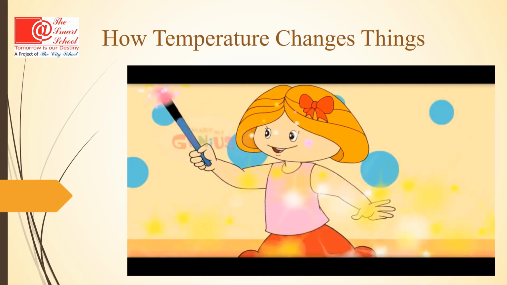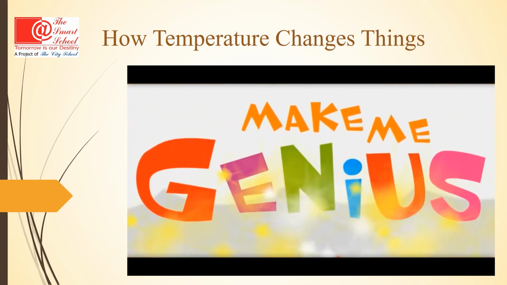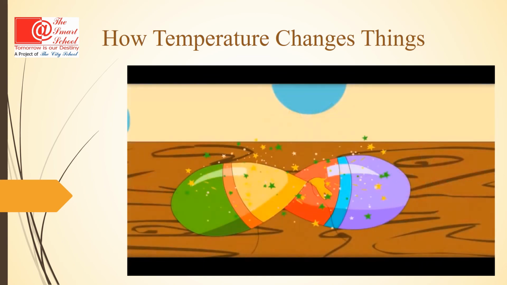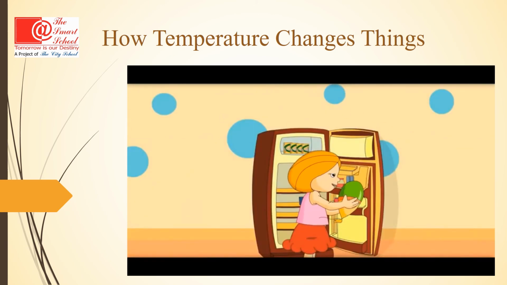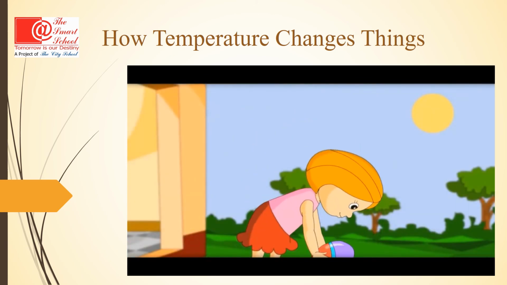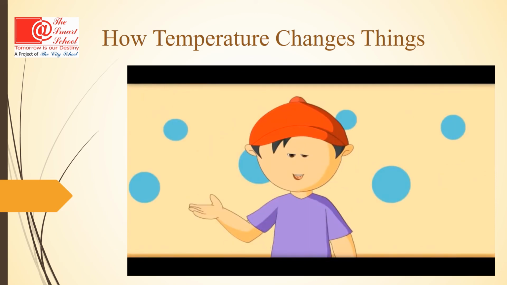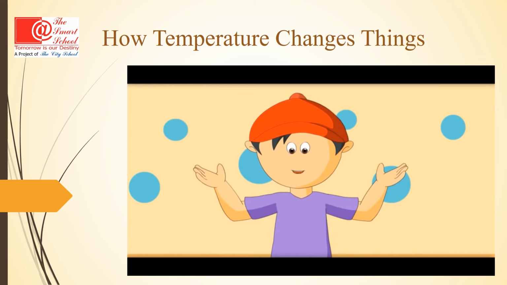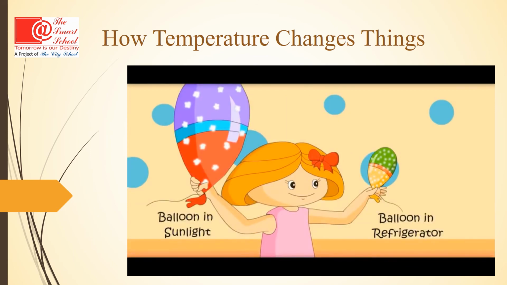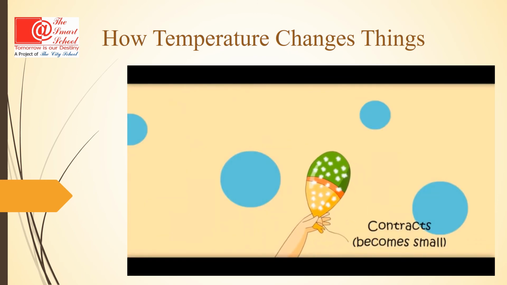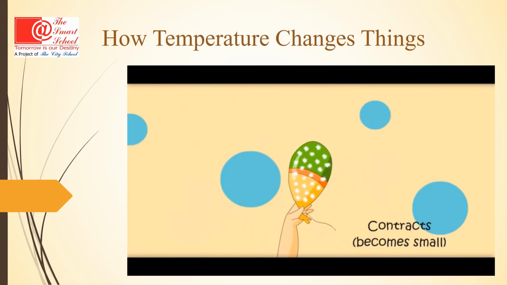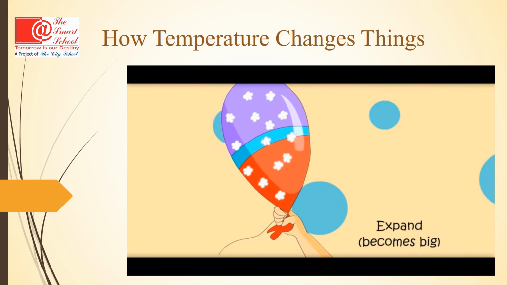We would see this with an experiment. Here are two balloons. I am keeping one in the refrigerator and one in sunlight. Do you know what would happen? I know, the balloon in sunlight would become bigger. And the balloon in the refrigerator would contract, means it becomes small. Oh, this means things contract in cold and they expand in heat.